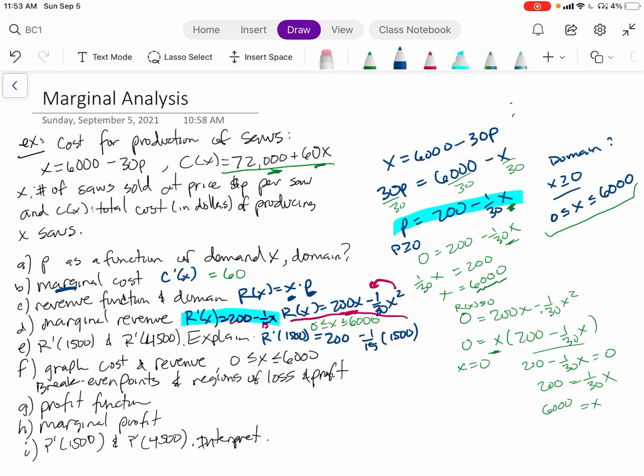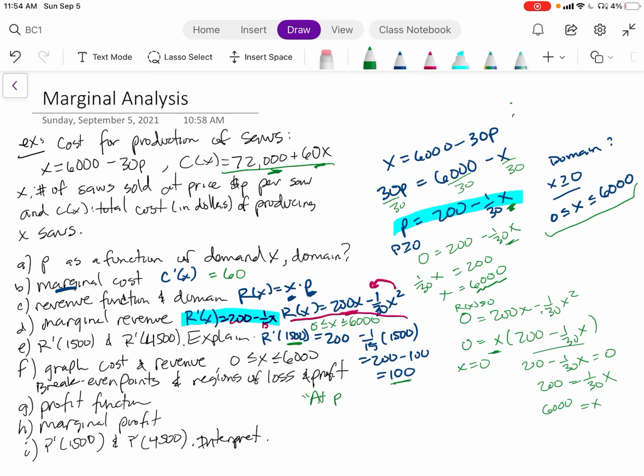So that's going to be 200 minus 100, which is 100. So what does this mean? So at a production level, X is 1,500. So at this production level of 1,500 saws being produced, the revenue increases about 100 per saw. Okay, so let's write that out.